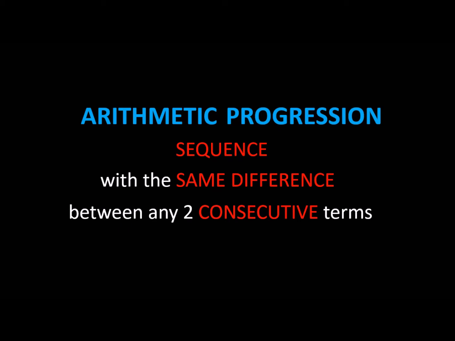You simply take pairs of consecutive terms like T1 and T2, or T2 and T3, T3 and T4 and so on, and you subtract them and see whether you're always getting the same number. If you always get the same number, the sequence is an arithmetic progression. If you do not, then it is not an arithmetic progression. And if it is an arithmetic progression, then that constant difference will be your D, the common difference. So let's see how this would look symbolically in mathematical terms.